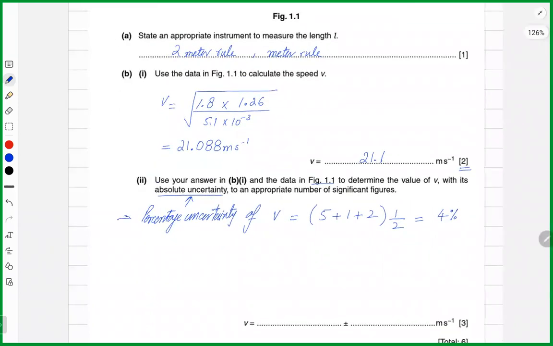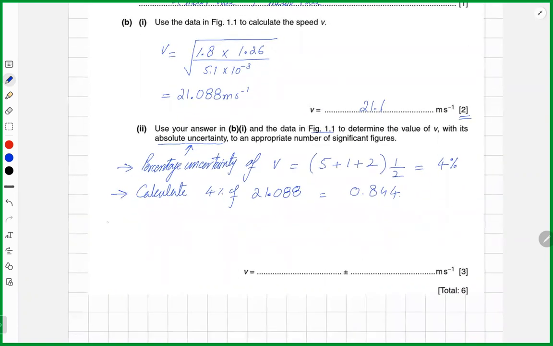So there is a 4% error in the value that you have calculated in the previous part. So this would be step number 1. Step number 2 is calculate 4% of 21.088. Or you can use the answer that you already have in your calculator and find 4% of that. 0.844. So that means that my raw answer is 21.088 plus minus 0.844.